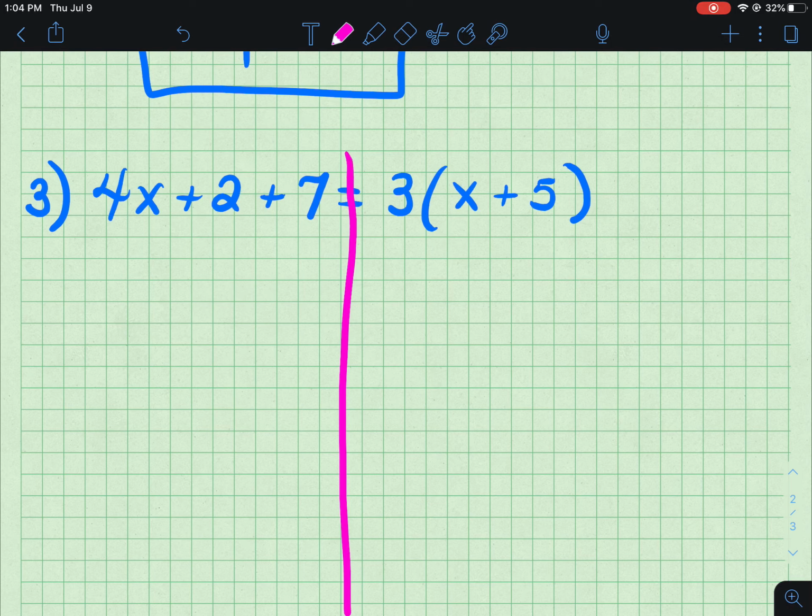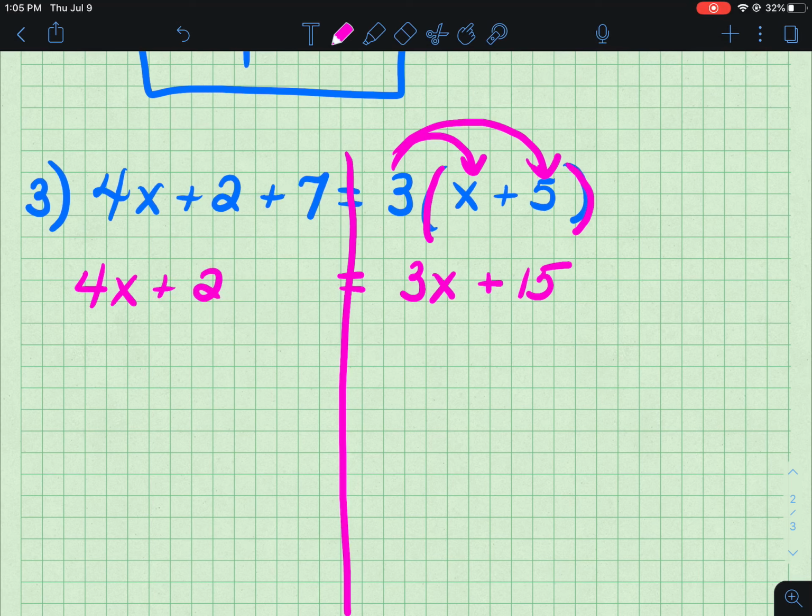No denominators. Do I need to distribute? Yes, I do. This 3 was already there. The parentheses were already part of the problem, so I need to distribute. 3 times x, 3x. Plus, there's a plus there. Don't make that just disappear. Bring that down. 3 times 5 is 15. I'm just going to copy the other side for now because there was nothing we did to it.